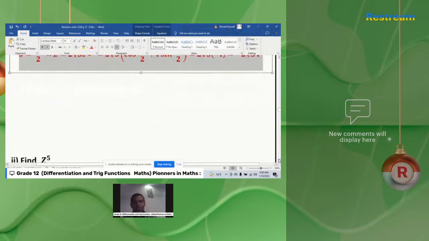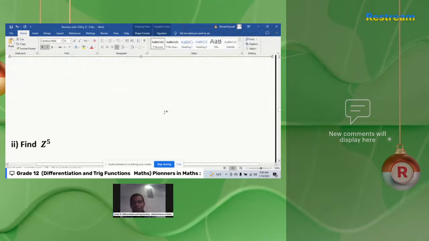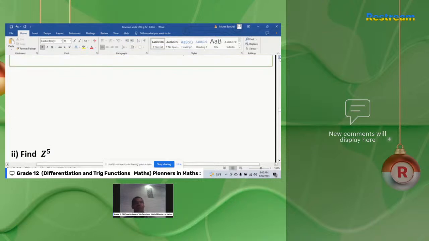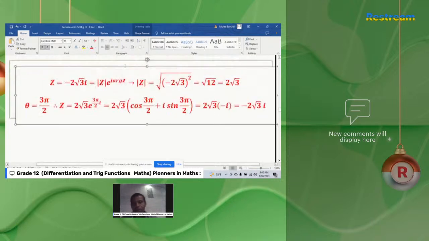Now learners, I'm going to find the value of z to the power 5. My God, z to the power 5. Z to the power 5 means that you are going to use the Moivre formula, or you are going to write it another way. I will give you the method. The first method is this one. I'll put it here.